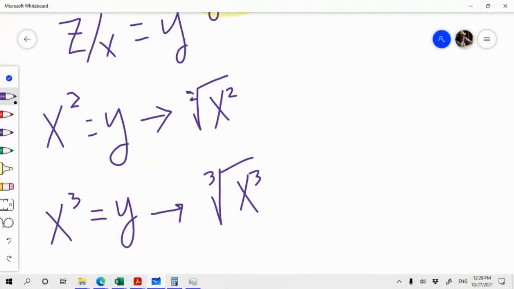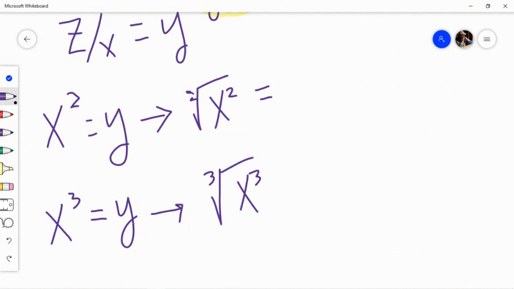Now, another way of writing the square root is raising to the half power, raising x squared to the half power.